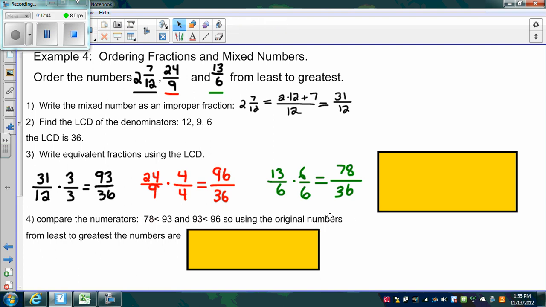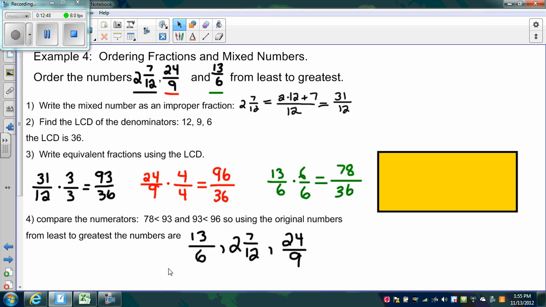So we can compare those and then use the original numbers. We always want to put it back into the original fractions to put them in order. And be careful, you want to check this as least to greatest. Sometimes you might be asked to do it the opposite way. So 13 over 6, then 2 and 7/12. Remember, 2 and 7/12 was our 31/12 that we had here. We want to put it back in the original form, and then 24 over 9.